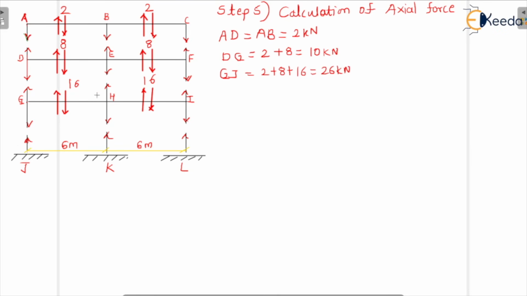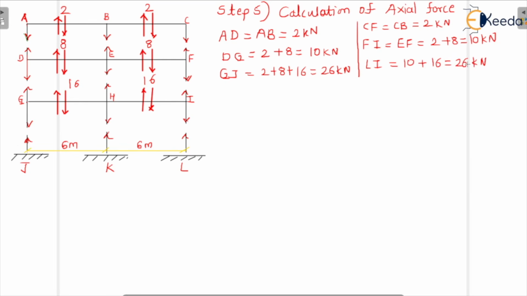Okay. Now let's see CF, the other part. CF, FI and LI. So similar forces will be here also. The way we have written for AD, DG and GJ, similarly we'll write for CF as well. So CF is equal to CB, that is 2 kilonewton. Then FI is equal to EF is equal to 2 plus 8 equals 10 kilonewton. Then after FI there is a member LI, where the 10 plus 16 will get added. So 26 kilonewton force will be there over here.